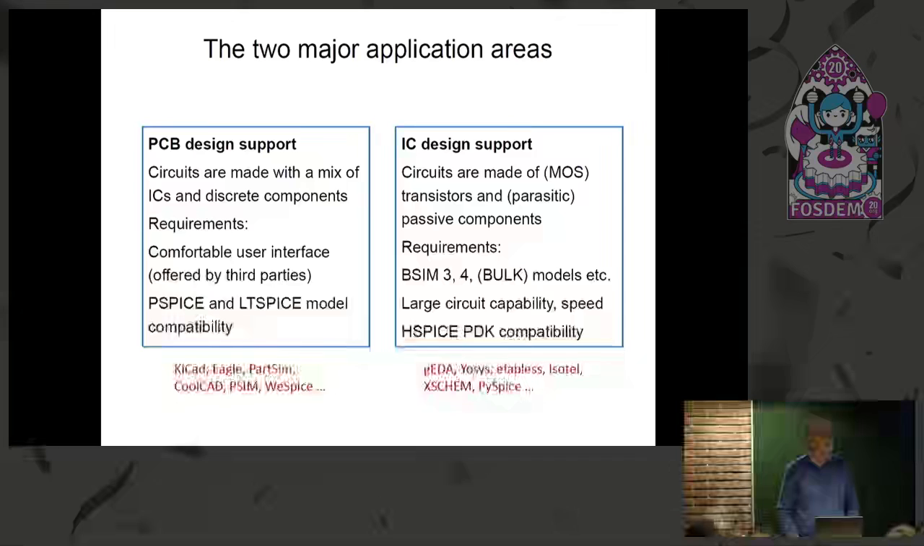On the other hand, we have the capability of doing IC design support. Mostly today, ICs are made of MOS devices, and you have many of them. And you would have some parasitic devices as well, of course, resistors and capacitors that are included in your circuit. There we need compatibility to existing device models, Berkeley models, BSIM3 and 4, and maybe BSIM-BULK and others. And we have to have large circuit capability, a few thousand or even 10,000 transistors. Therefore, we need a certain simulation speed. And we should be compatible with some process development kits that are offered by the foundries. So you get their device models from the foundry. And typical software used there is HSPICE, so we try to be HSPICE PDK compatible.